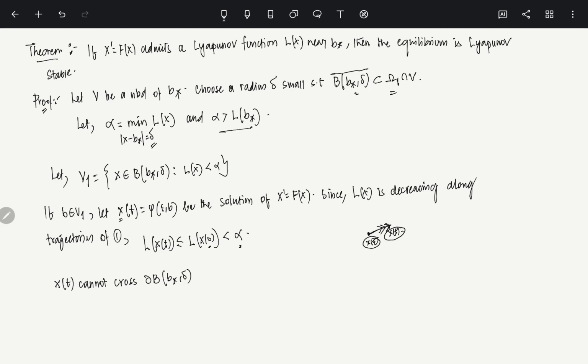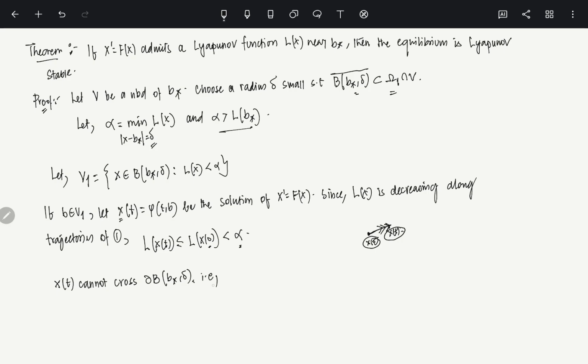That is clear, right? L of x_t is always strictly less than alpha, and alpha is the minimum of L of x. So if the trajectory touches this ball, at that point the value of L has to be greater than or equal to alpha, because the minimum is alpha. But here, for any trajectory x_t, L of x_t is strictly less than alpha. So what we actually showed is that the trajectory gets trapped inside this ball.